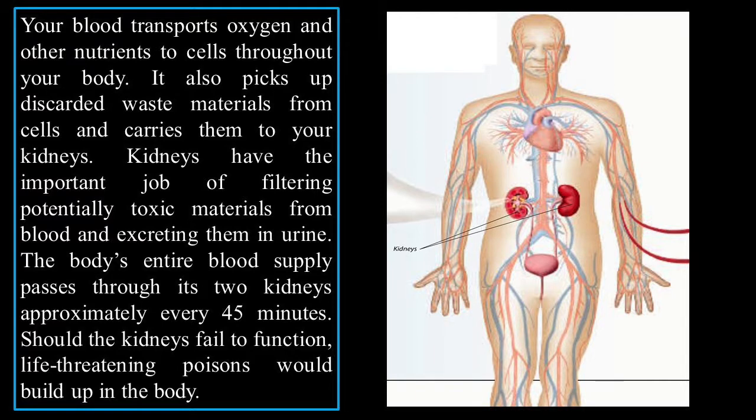Your blood transports oxygen and other nutrients to cells throughout your body. It also picks up discarded waste materials from cells and carries them to your kidneys. Kidneys have the important job of filtering potentially toxic materials from blood and excreting them in urine. The body's entire blood supply passes through its two kidneys approximately every 45 minutes. Should the kidneys fail to function, life-threatening poisons would build up in the body.